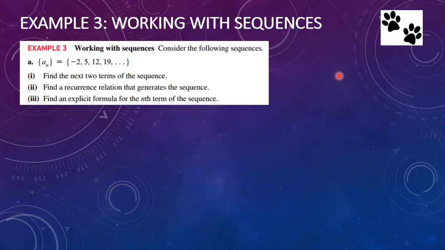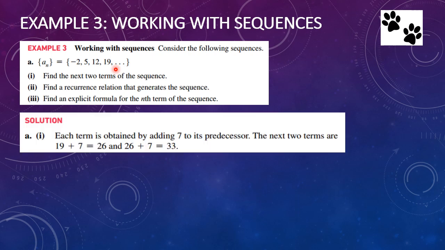All right. Well, we can see that for part A, negative 2 plus 7 is 5, plus 7 is 12, plus 7 is 19. So part 1 is actually pretty easy. We just have to add 7 to 19 and then 7 again. So we get the next 2 terms that are 26 and then, of course, 33.